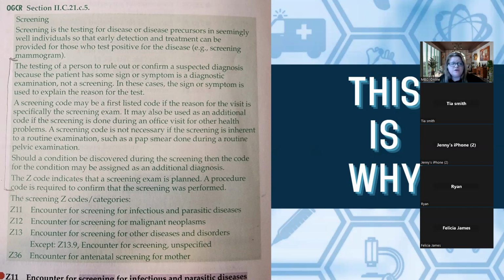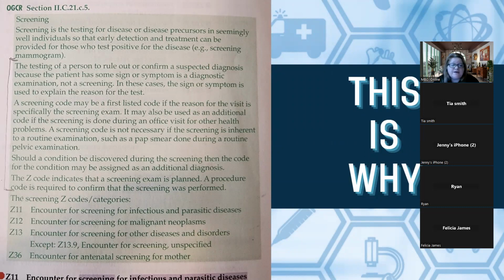So what these guidelines do is give you additional rules and guidelines to follow. I want to read just a little bit of this to you, just so you can get an idea of the information they give you. Starting at the second paragraph: the testing of a person to rule out or confirm a suspected diagnosis because the patient has some sign or symptom is a diagnostic examination, not a screening. In these cases, the sign or symptom is used to explain the reason for the test.